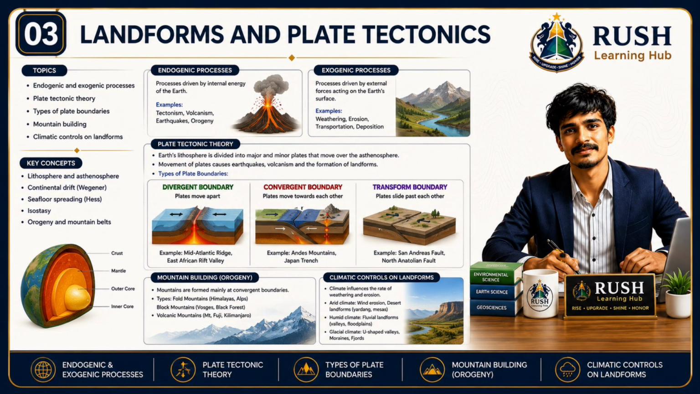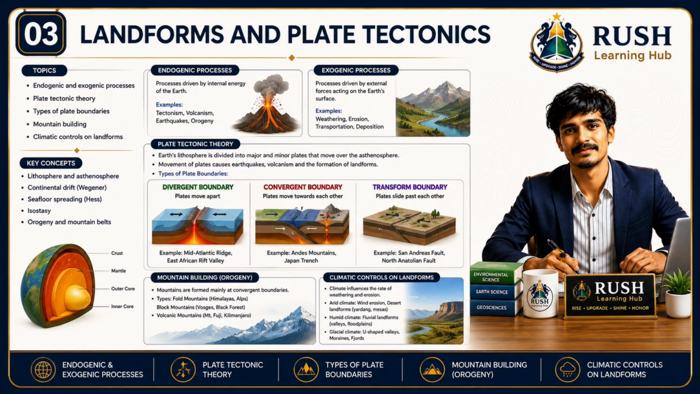Another important process associated with plate tectonics is mountain building, also known as orogeny. Most mountains are formed at convergent plate boundaries due to compressional forces. Fold mountains are formed by compression and folding of rocks. Examples include the Himalayas and the Alps.